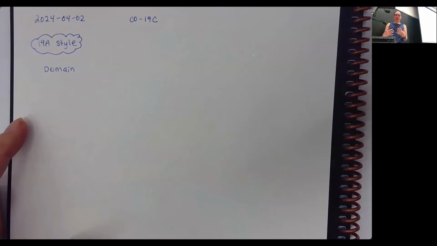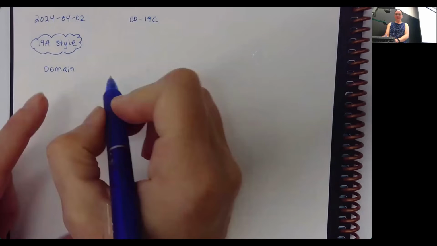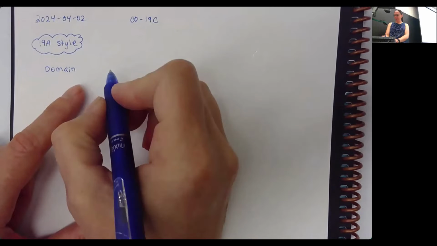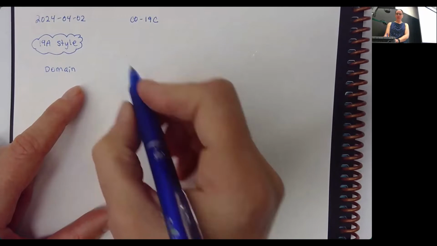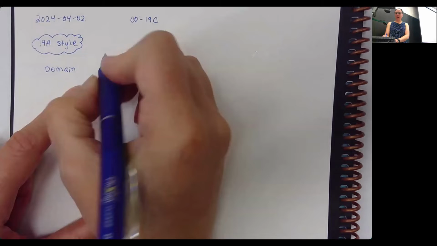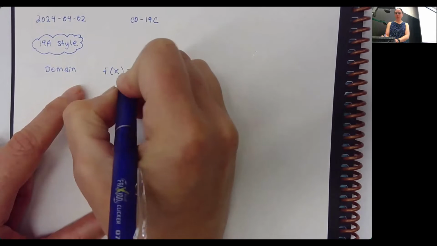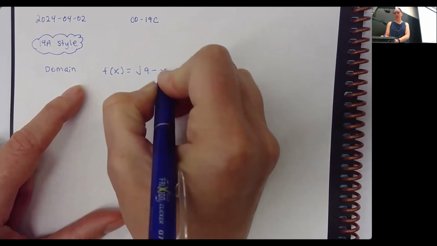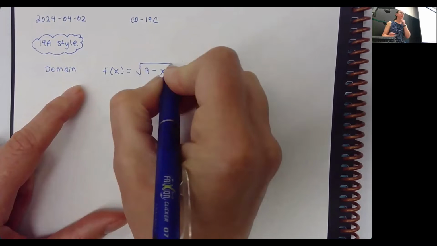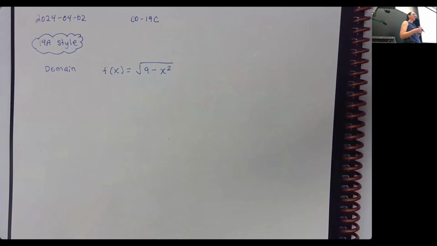Going back in time, thinking about 19A, or even pre-calc, thinking about domain, if I had a function that looked like the square root of 9 minus x squared, do you know how to figure out the domain on that?